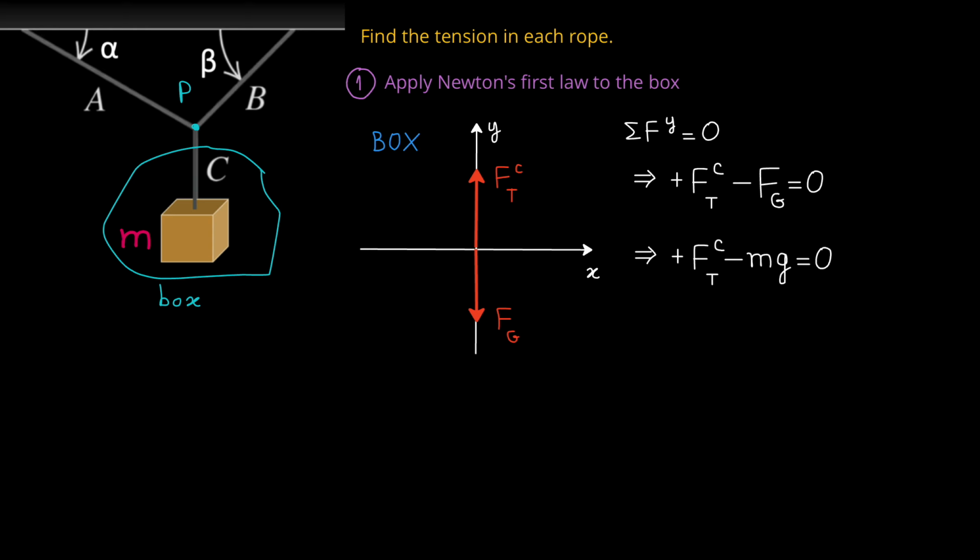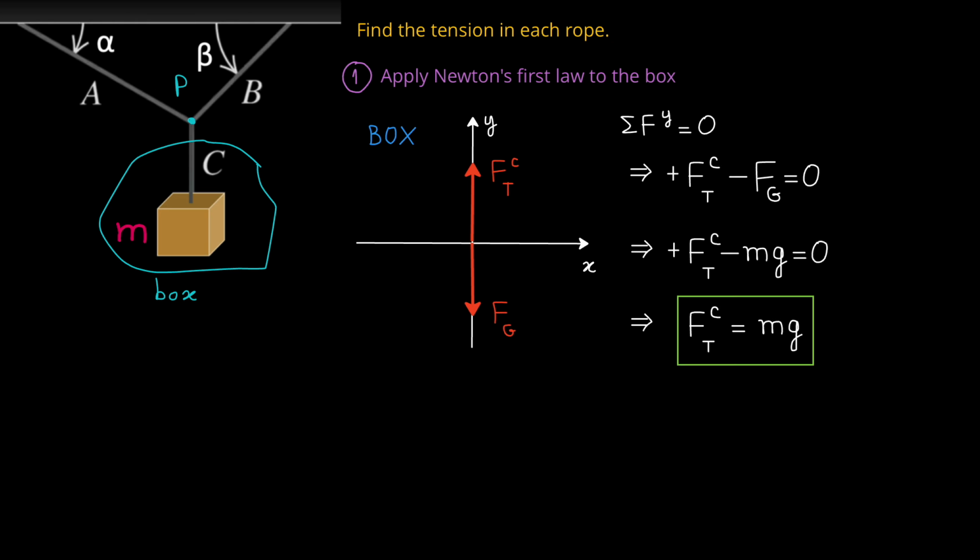Next, let's rearrange our equation to isolate the tension force in rope C. So that will be one of the unknown forces in this problem. If you add mg to both sides, we get Ft equals mg. So F sub t in rope C, the tension force in rope C, has magnitude equal to mg. Like so. Now let's go ahead and apply Newton's first law to point P.